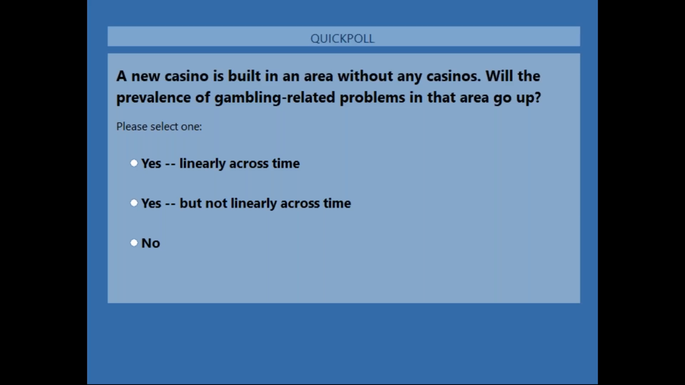Let's take a quick poll. What do you think will happen when individuals are newly exposed to opportunities to gamble? Will problems increase as a result? Will they increase at the same rate as time goes on? Please go ahead and record your answer now. Okay, I'll give you about 10 more seconds.